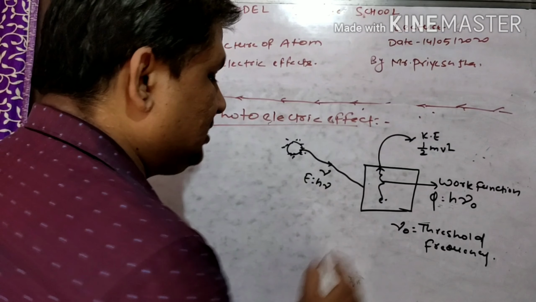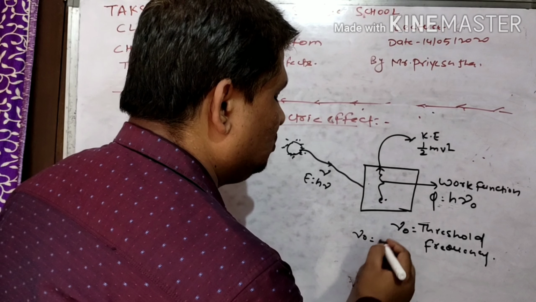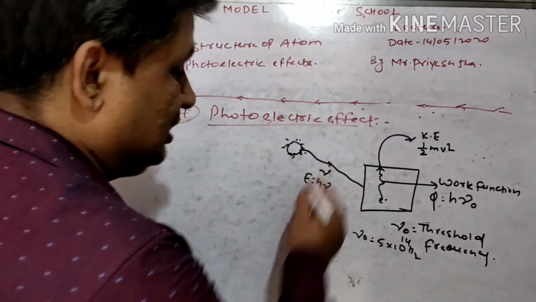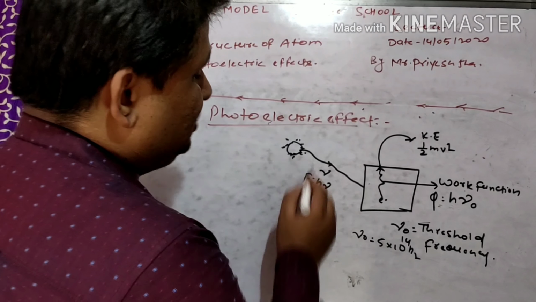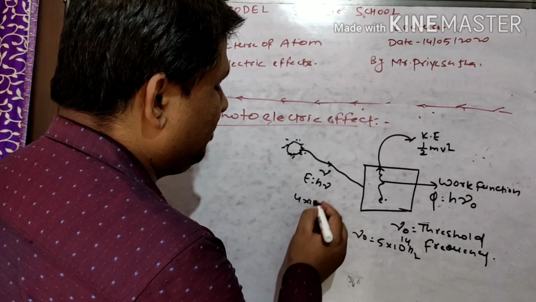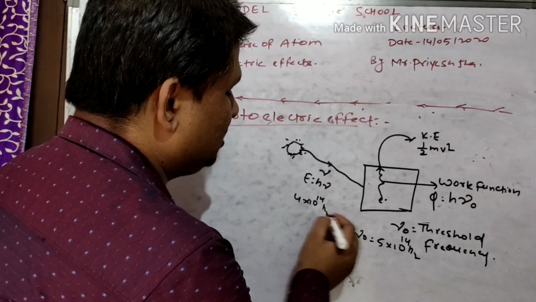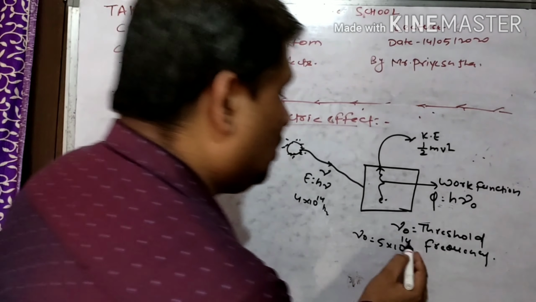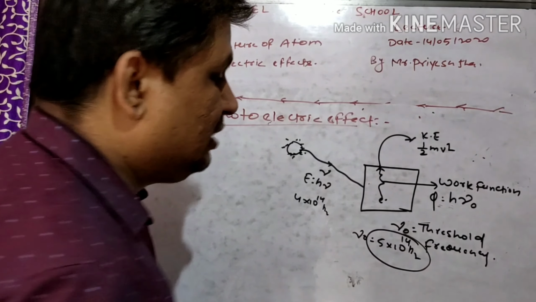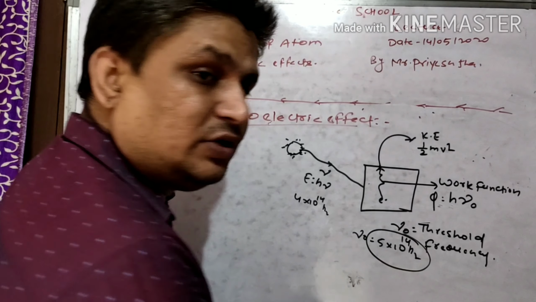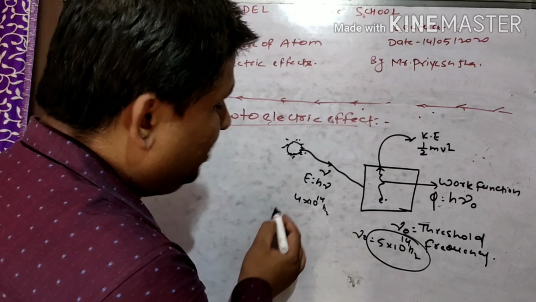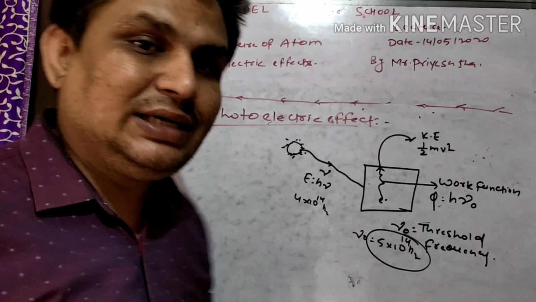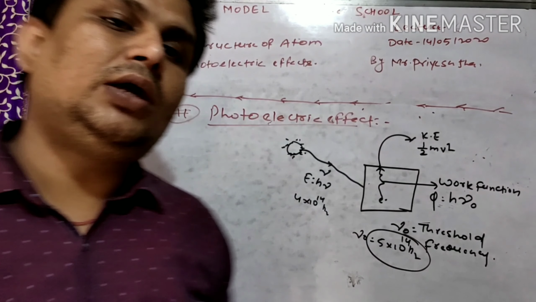सपोज एनी मेटल हैविंग थ्रेशोल्ड फ्रीक्वेंसी वैल्यू 5 into 10 की पावर 14 hertz, and suppose the frequency of sunlight is 4 into 10 की power 14 hertz. So in this case no photoelectric effect will be observed because its threshold frequency is 5 into 10^14 hertz, but the radiation has frequency only 4 into 10^14 hertz.